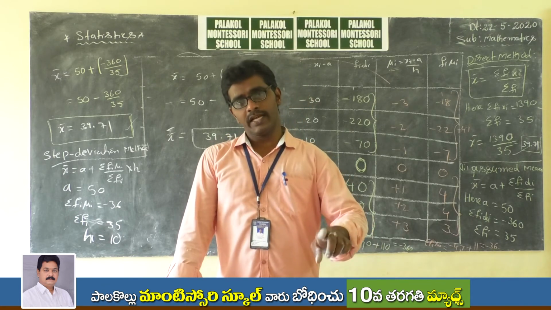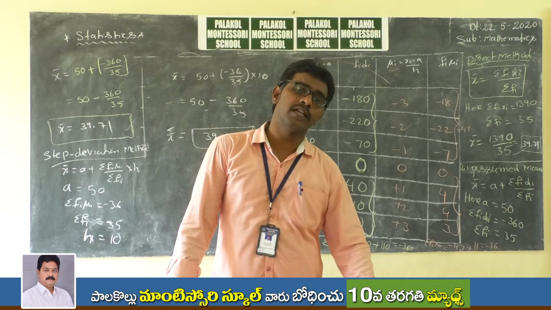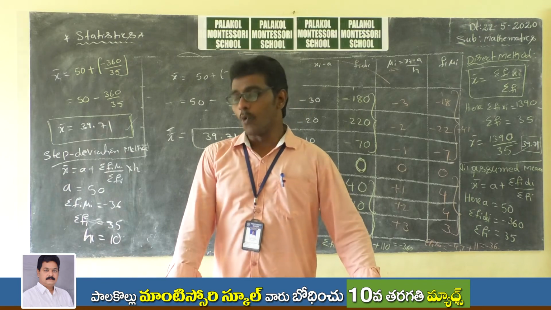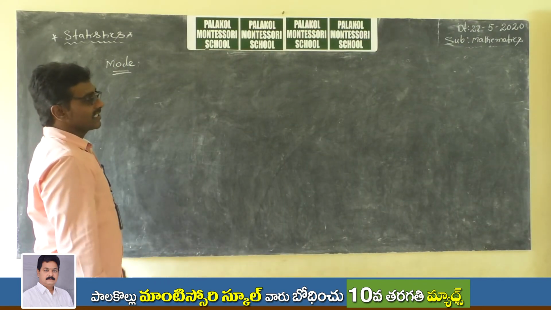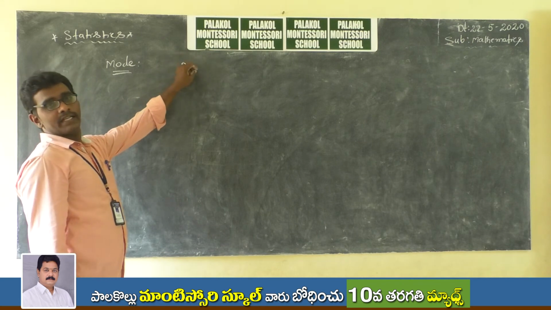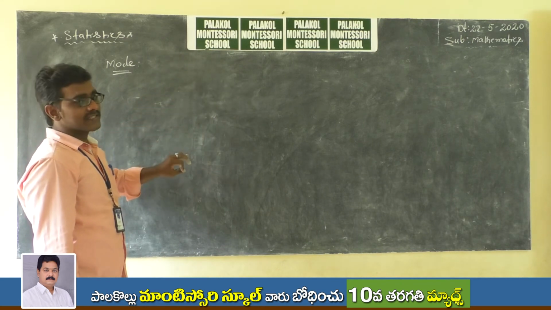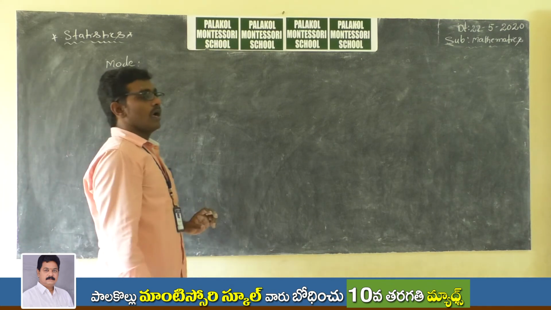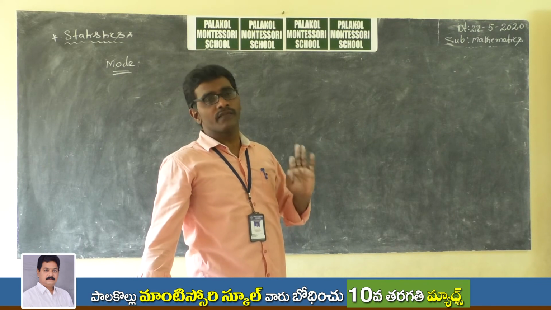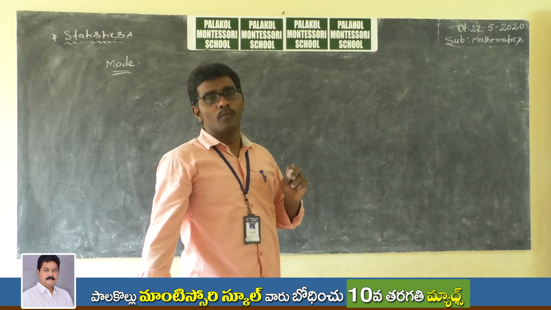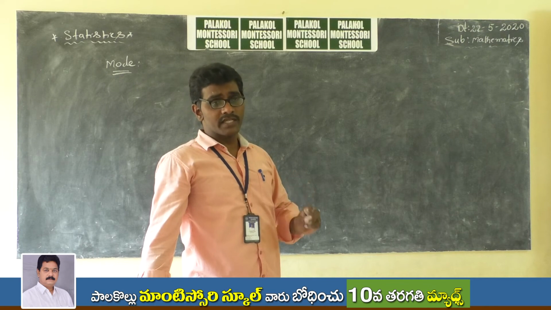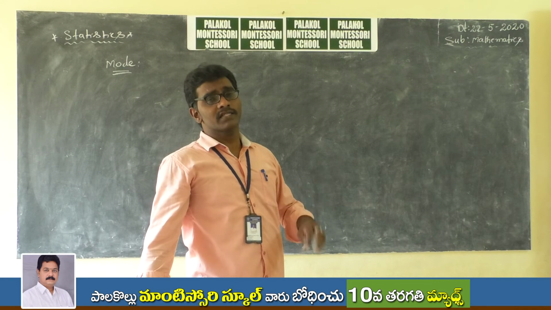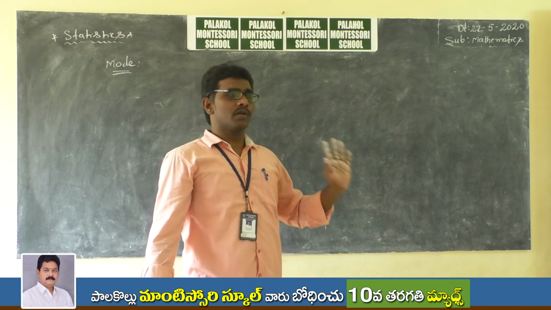Mean of grouped data and mean of ungrouped data I have completed. Now the next topic is mode. Again, it discusses ungrouped data and grouped data. First, discuss the mode of ungrouped data. If an observation occurs most frequently in the given data, that is called a mode of ungrouped data.